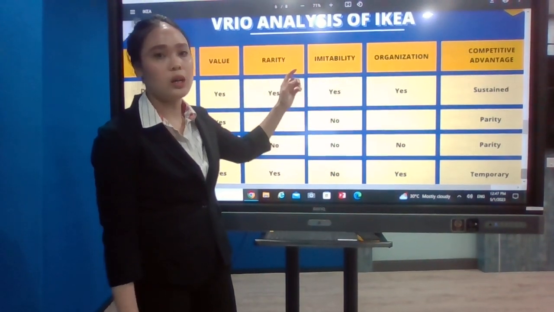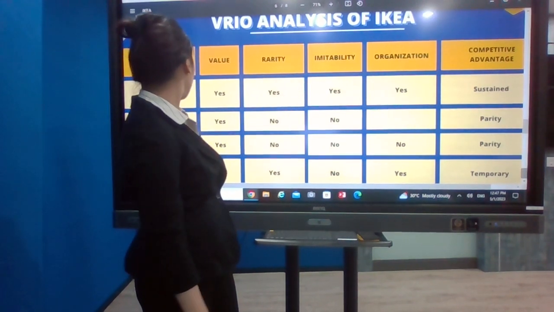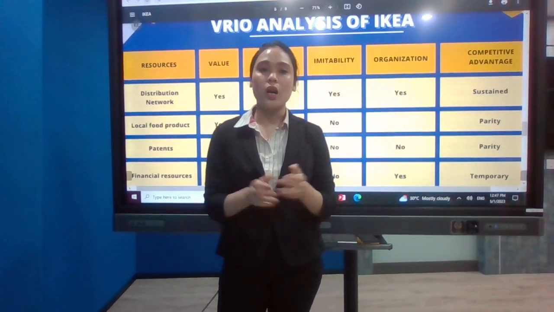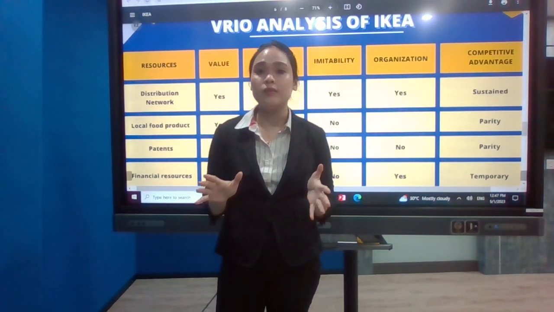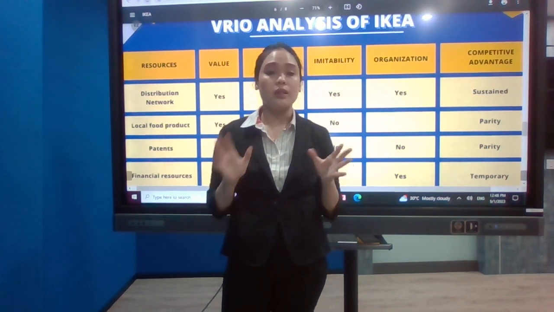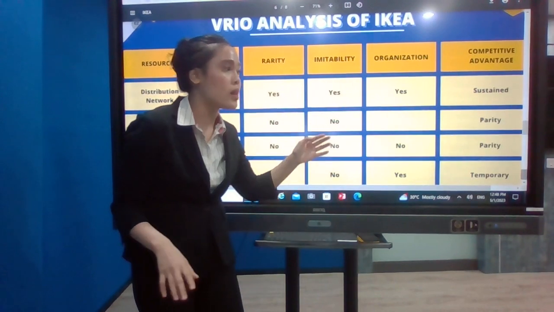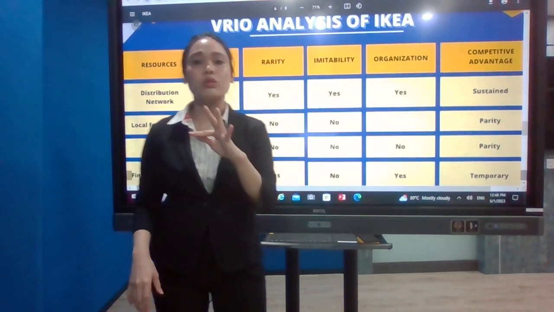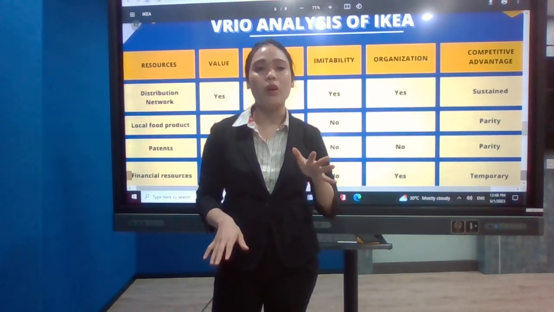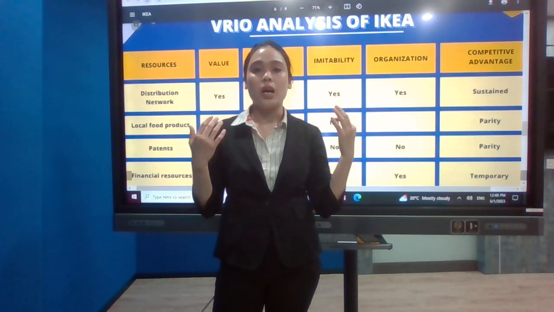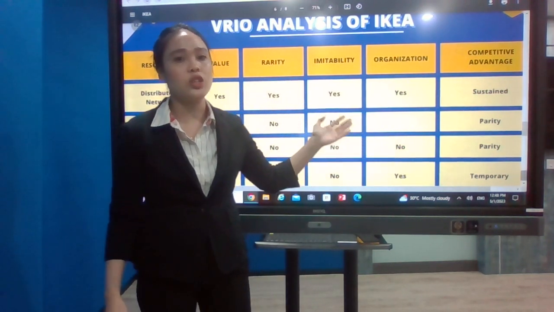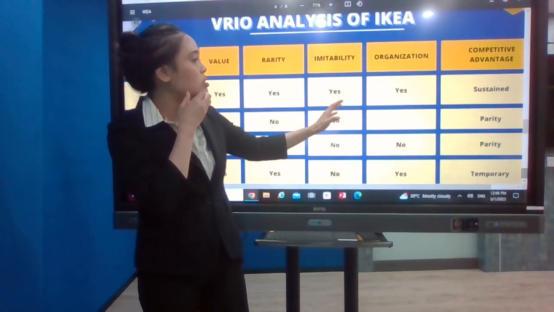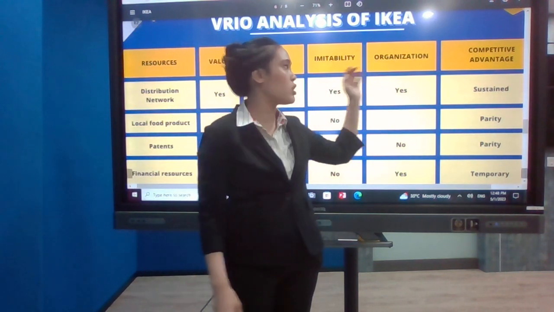Now we move to imitability, which in local food product is no. Why was that? The local food products are not that costly to imitate as identified by this VRIO of IKEA. This can be acquired by competitors as well if they invest a significant amount in research and development. This also does not require years of experience. So therefore, the local food product by IKEA provides a temporary competitive advantage that competitors can acquire in the long term. So in organization, there is a no or yes, because they're not organized wisely.